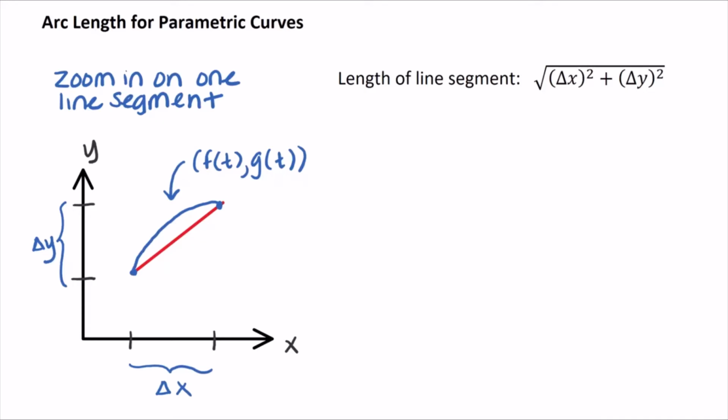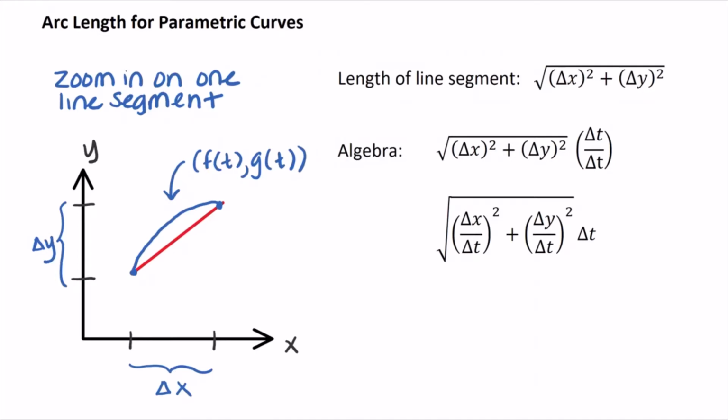Thus, the length of a line segment equals the square root of the quantity delta x squared plus delta y squared. Next, we can do some algebra and multiply our expression by delta t over delta t. Next, we can move delta t from the denominator inside the radical, which will give us the square root of the quantity delta x over delta t, quantity squared, plus delta y over delta t, quantity squared, all times delta t on the outside of our radical. This expression represents the length of one line segment.